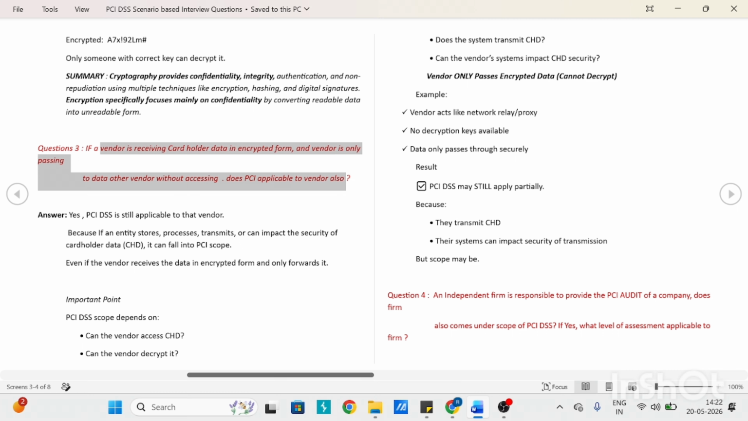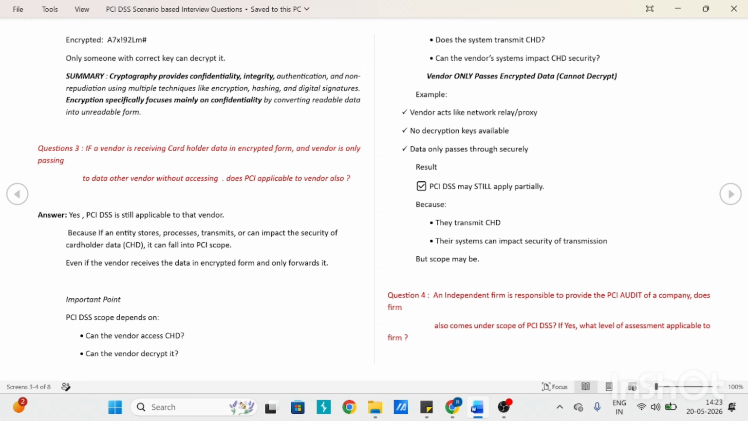Coming to question number four: an independent firm is responsible for providing the PCI DSS assessment of a company. Does the firm also come under the scope of PCI? If yes, what level of assessment is applicable to the firm? Very important, because nowadays banks and the BFSI sector are trying to conduct audits with firms like Deloitte and PwC, but they are not actually in the PCI DSS domain. So is PCI DSS applicable to the Big Four? They are only performing the audit. They are not part of the operations.